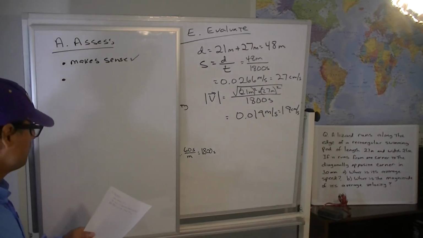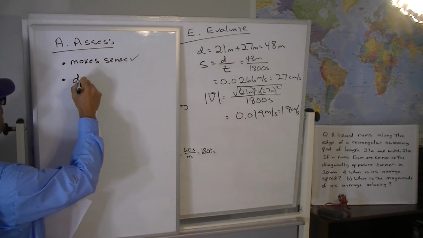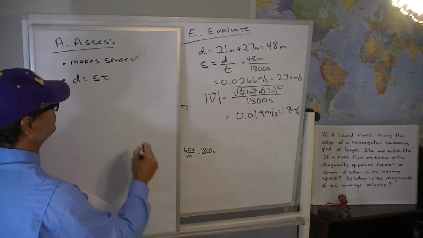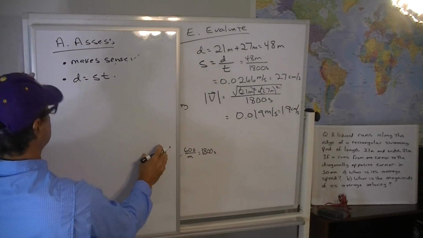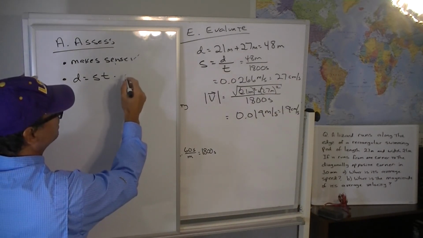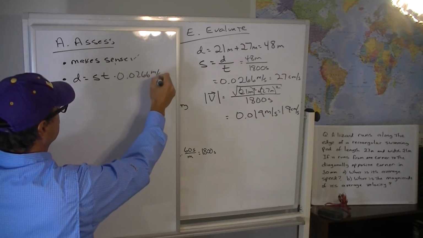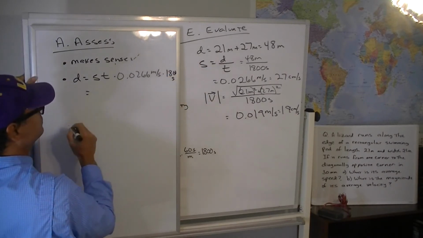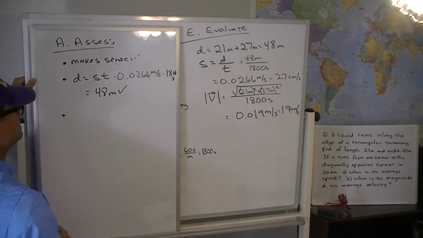But let's take another approach, a little more quantitative, to this assessment, would be to do the calculations backwards and say, okay, well, distance is speed times time. So let's double check our speed here: 0.0266 meters per second times the time 1800 seconds, and that gives us 48 meters back. So that's a simple common sense double check.